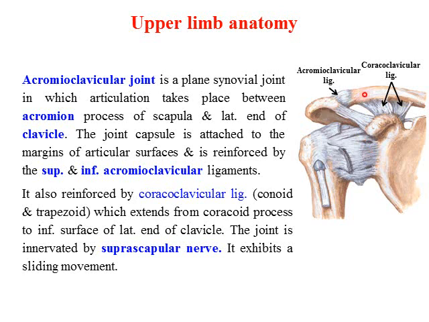Acromioclavicular joint. من اسمه between articulation takes place between acromion of scapula and lateral end of the clavicle. Also, it is a plain type of synovial joints in which the lateral end of the clavicle articulates with the acromion of scapula.